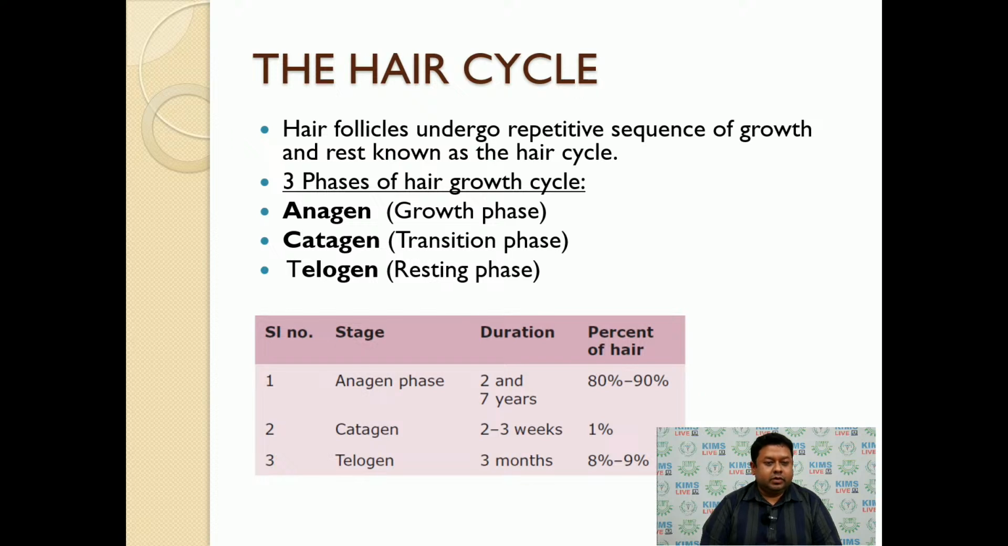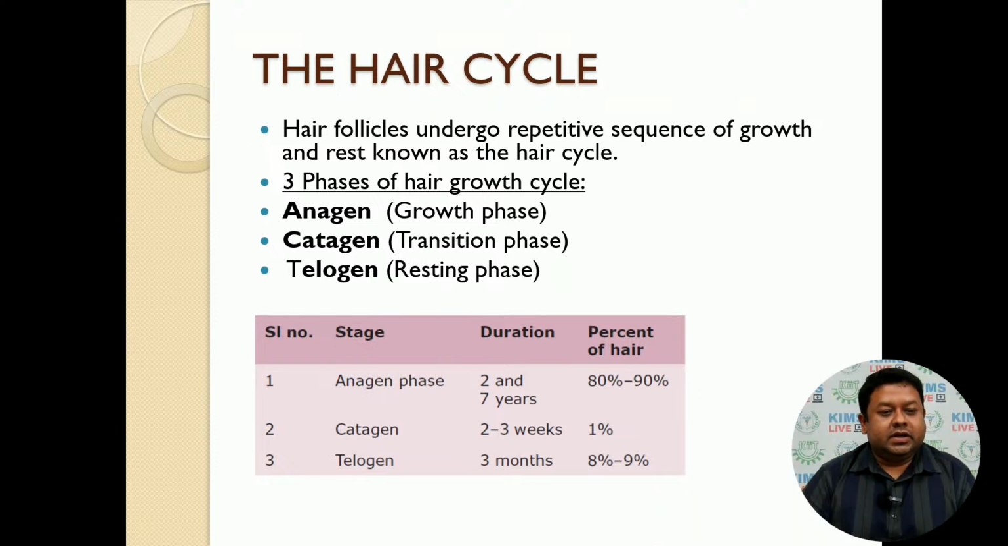Anagen is the growth phase which lasts for a duration of 2 to 7 years and consists of 80 to 90% of the hair present on the skull. Catagen is a transition phase which rests between anagen and telogen. The duration is 2 to 3 weeks and consists of 1% of the hair. The telogen phase or the resting phase lasts for 3 months and comprises of 8 to 9% of the hair. The irregularity here causes different types of hair loss. This you have to remember.